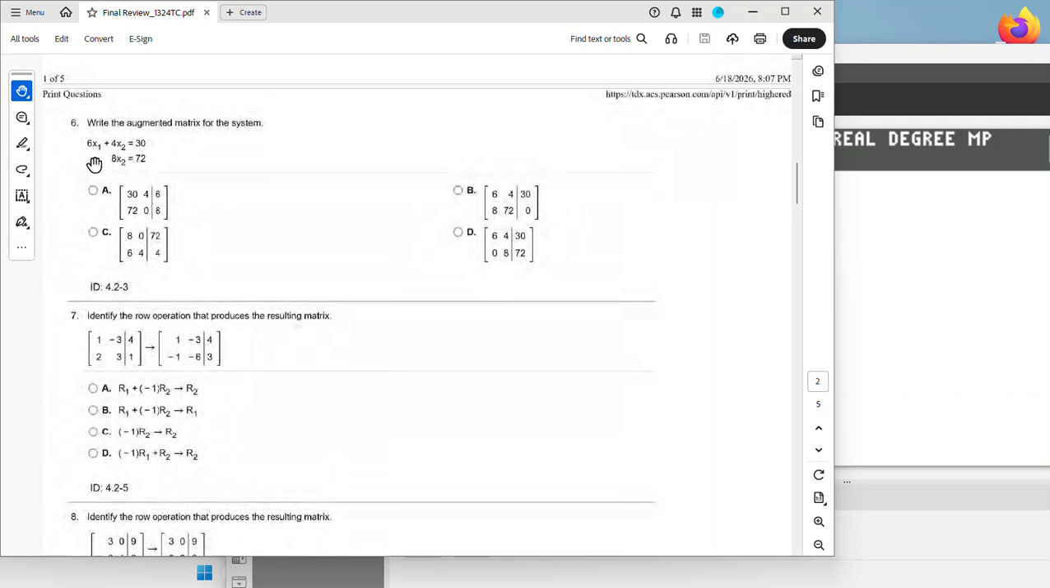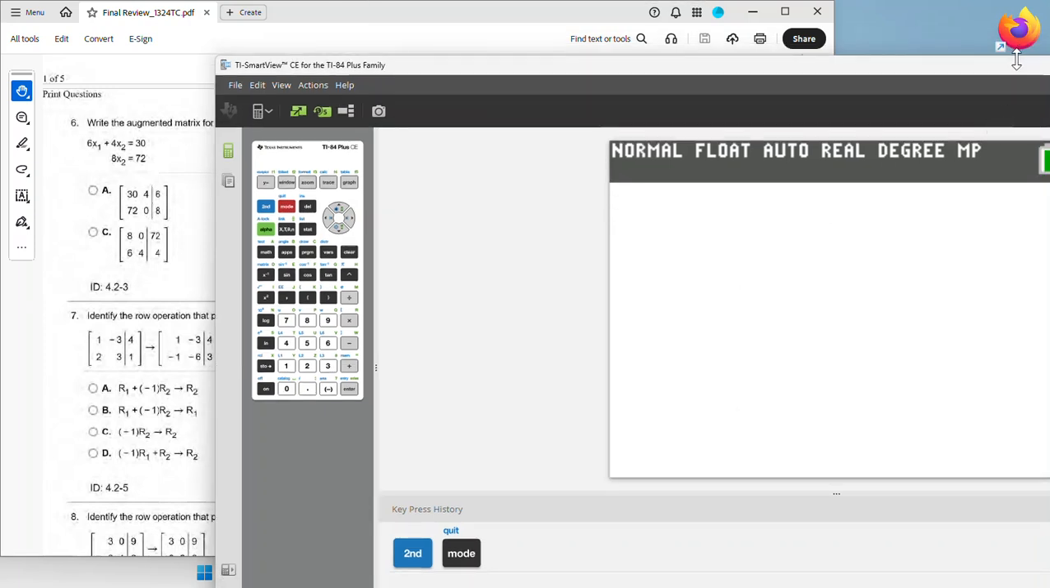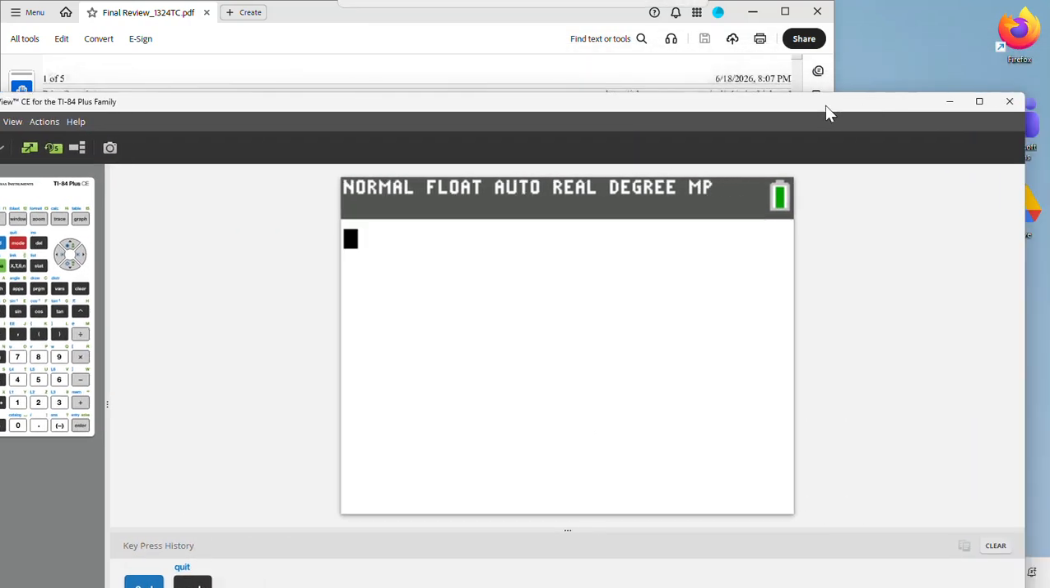And then this one is missing the x1, so you need to write down the 0 x1. So you have a 0 in here, and then the coefficient of the x2 is 8. So D is the correct one, okay? That is the missing equation for that.